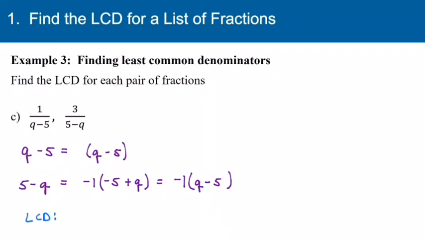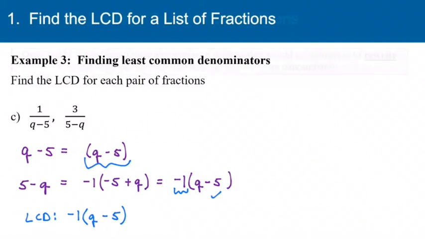Now when we build our LCD, we see that we have a coefficient of -1, so I need to put that down. And we have a q minus 5 here and also here, so I need to put the q minus 5 down one time. And that's our common denominator.